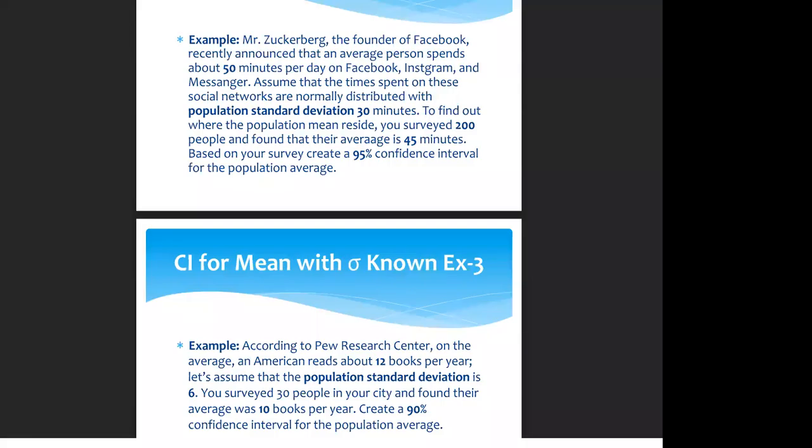So, Mr. Zuckerberg, the founder of Facebook, recently announced that an average person spends 50 minutes per day on Facebook, Instagram, and Messenger. Assume that the time spent on these social networks are normally distributed with the population standard deviation, sigma, right?